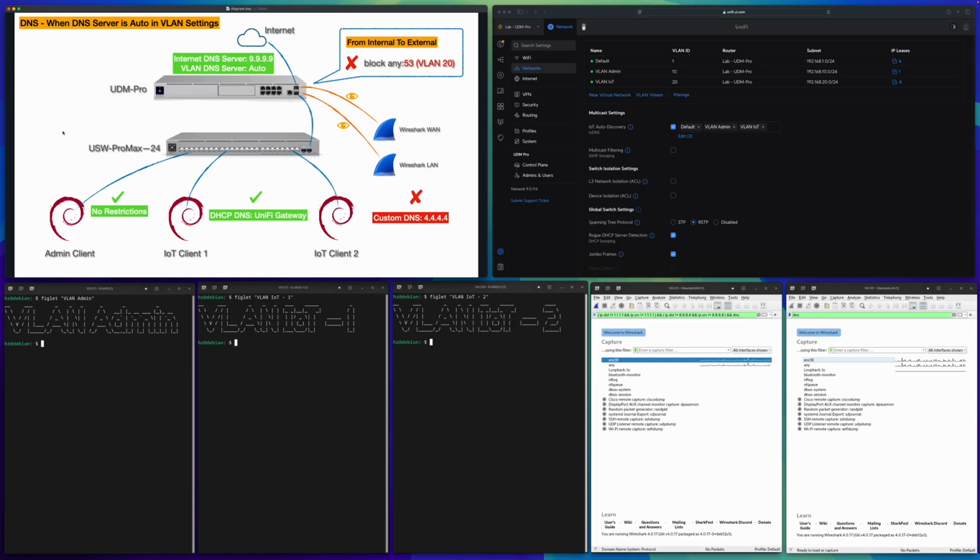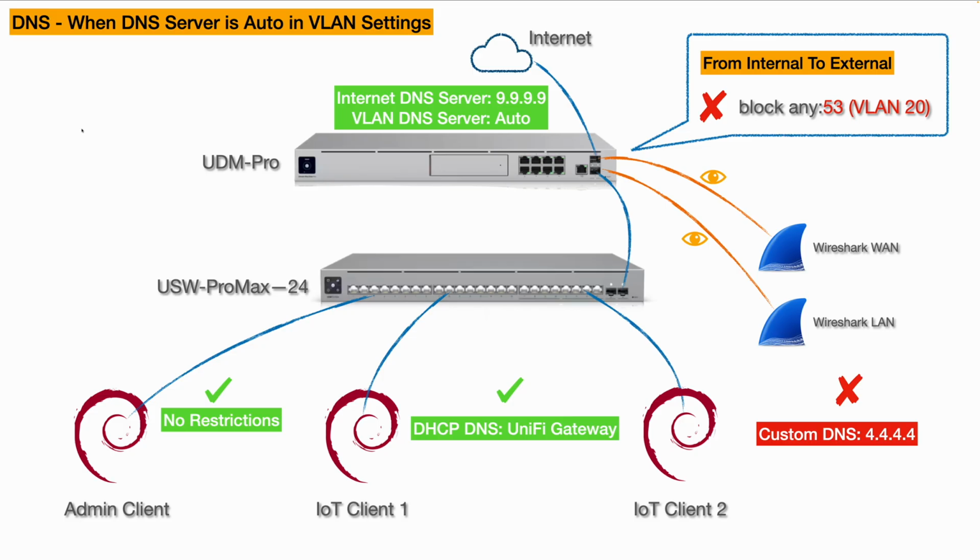In this video, we will discuss how to use the new zone-based firewall to block custom DNS queries in the UniFi network. There will be 4 parts. First, we will talk about how, if in the VLAN setting you have the default DNS server, you can block custom DNS queries from your client side.